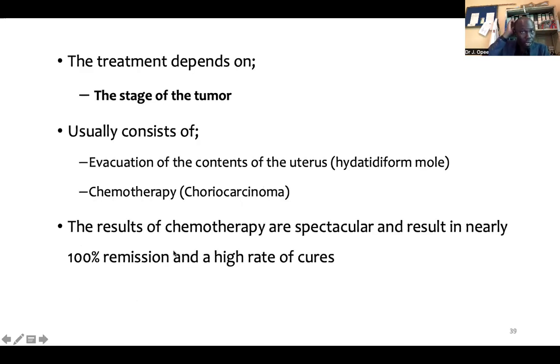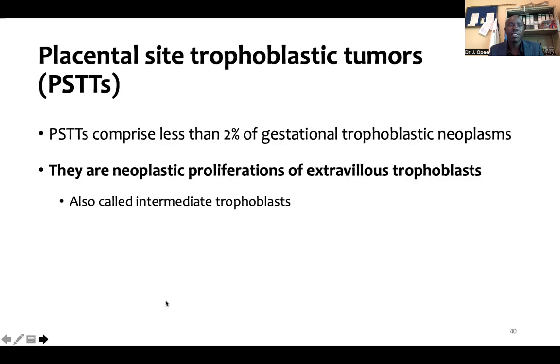Now, the treatment depends on the stage of the tumors. Usually, if you have just a hydatidiform mole, the evacuation of the uterus is key. But if you have choriocarcinoma, you have to intervene and give chemotherapy. And it's very nice. Chemotherapy has been noticed to manage these cases up to remission. So it normally cures it, what we call 100% remission. And the high cure rates are there.